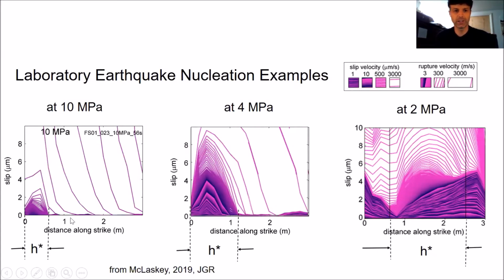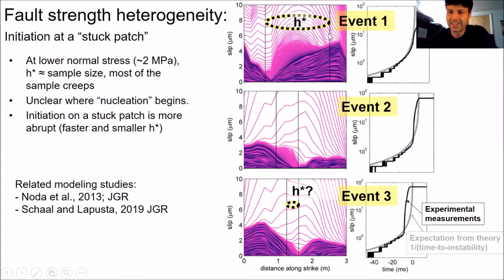So if we take a look at the 10 MPa experiment where the nucleation was smaller, and then the 4 MPa experiment where it was a little bit bigger, at 2 MPa, the nucleation length scale is close to the whole length of the sample, and we can see that the whole sample is kind of creeping. And we can see a nucleation that's on the order of 2 meters coming out in this case. But that was one event in a sequence of events.